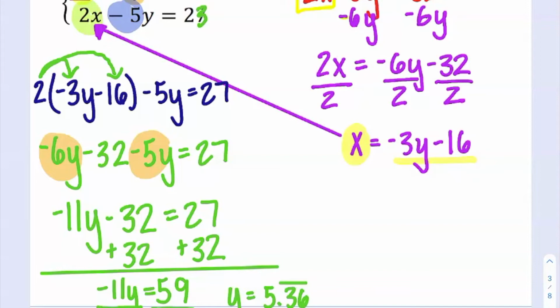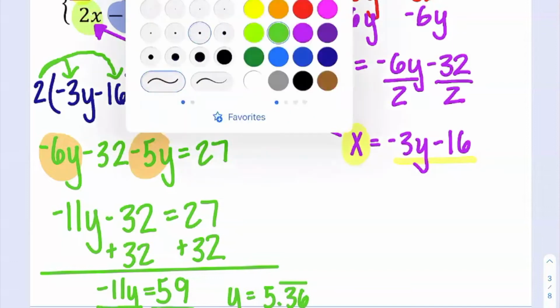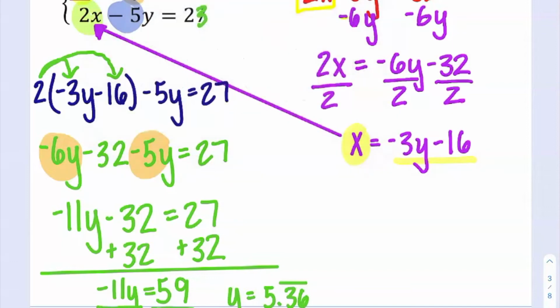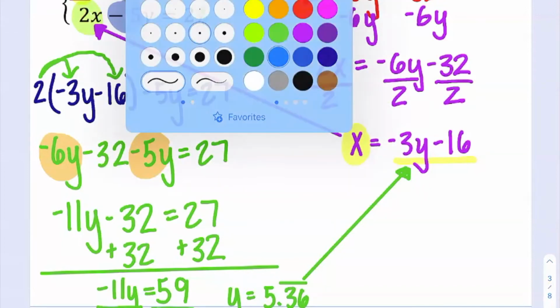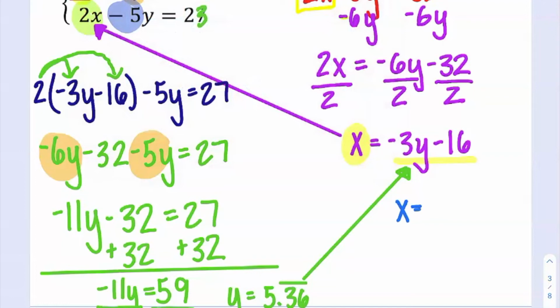So I know I have my y, which allows me to look back and say, okay, where was my x? And my x was here, so now I'm making a big circle and plugging my y into there. And x is equal to negative 3 times 5.36 minus 16.